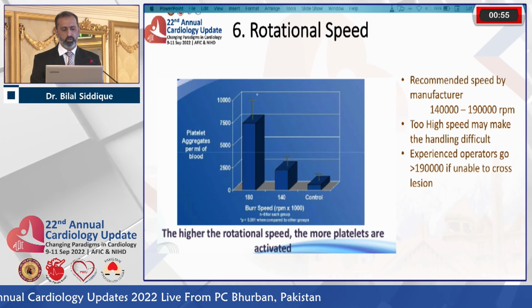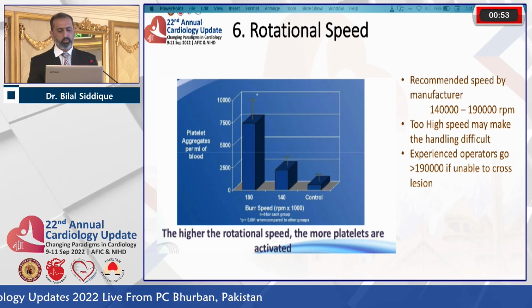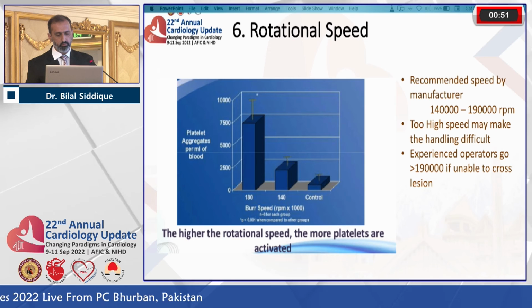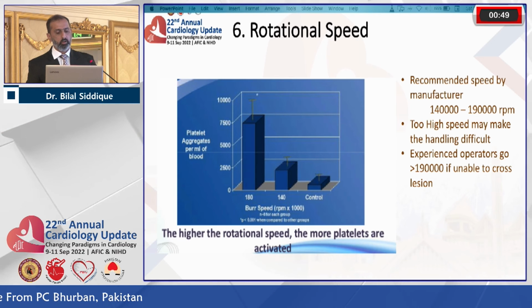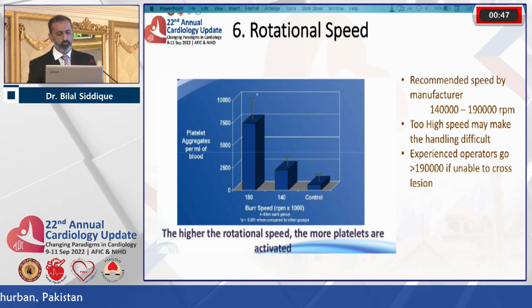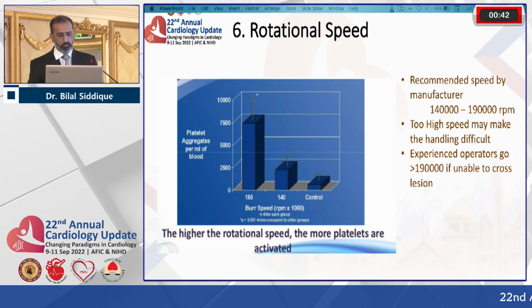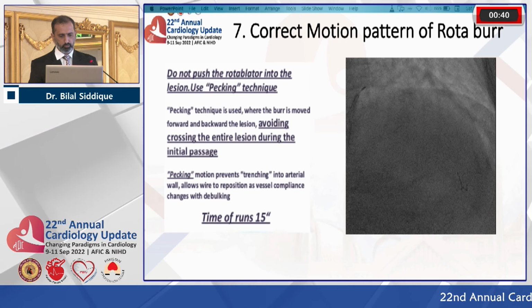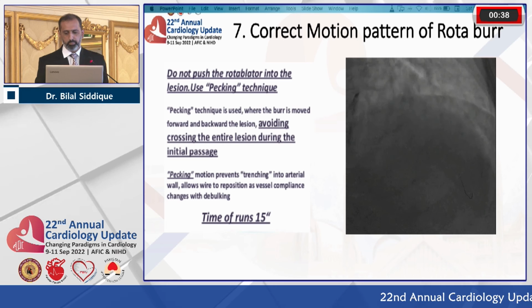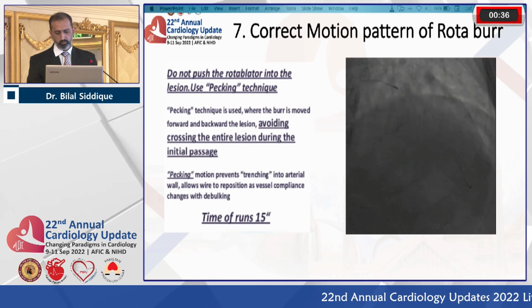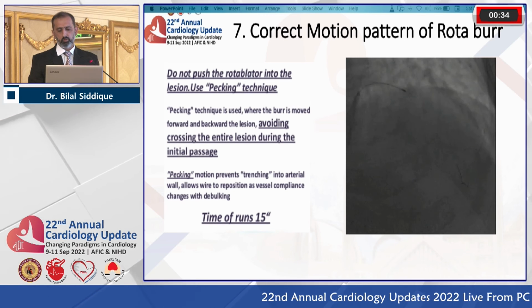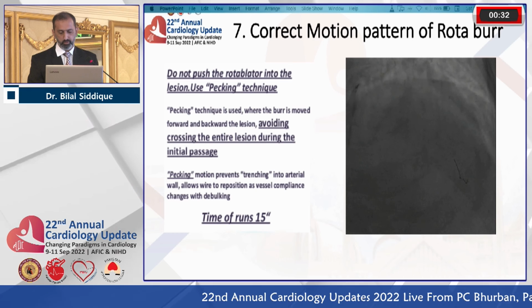What is the best rotational speed for the rotabur? The recommended speed is actually 140,000 to 190,000 RPMs. A too high speed may make the handling very difficult. Experienced operators can actually go more than 190,000 if they are unable to cross the lesion. The correct motion of the rotabur is a pecking motion, not a forceful jottering. This motion helps avoid crossing the lesion, entrapment, and trenching.